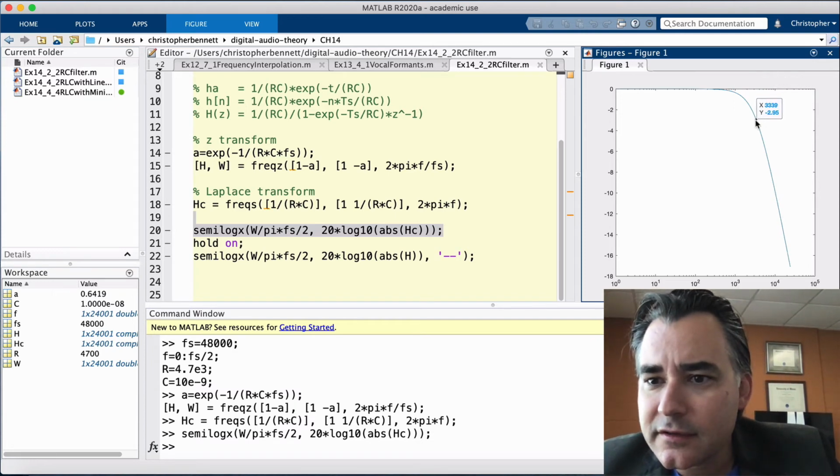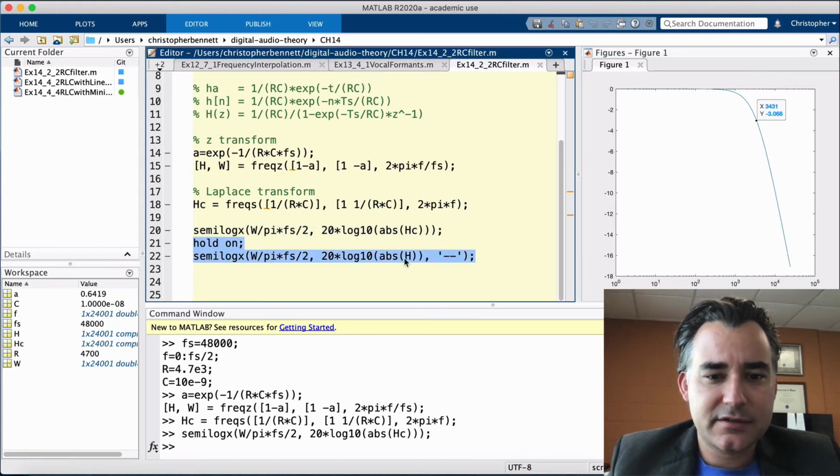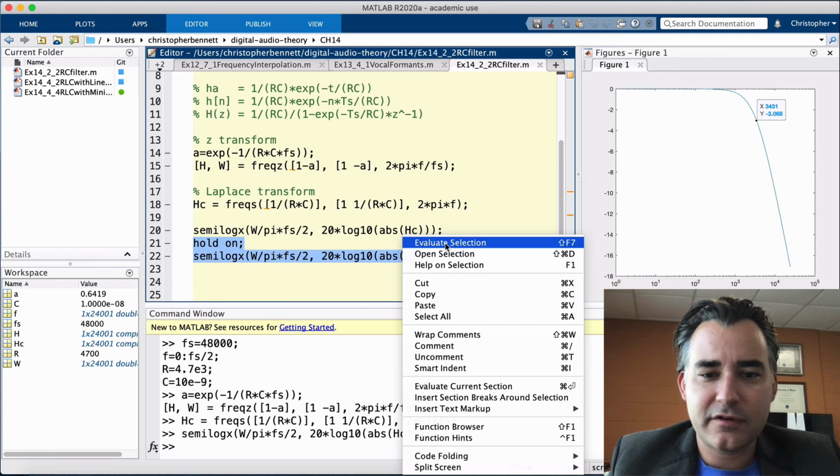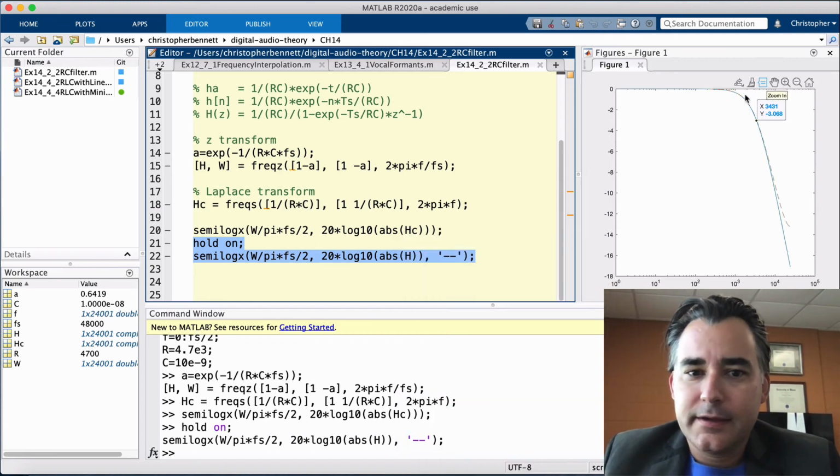So at negative 3-ish dB. There we go, it's close. Yeah, 3.4 kilohertz, perfect. Then let's also plot on top of that the digital model using the impulse invariance method. There we have it in the dash.